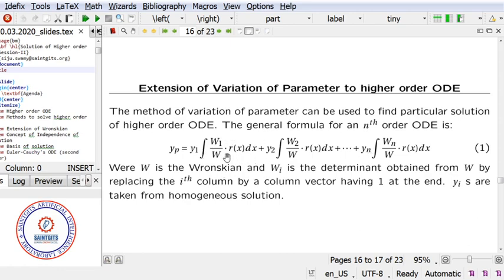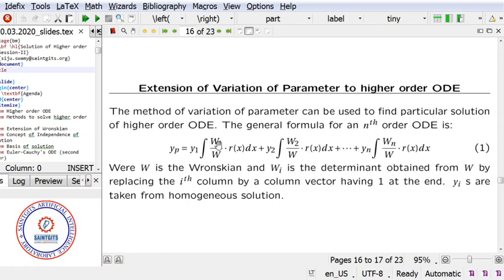Then there is an integrand. The integrands are like this: w1 by w into r of x dx. See, this w1 by w is our Wronskian ratio. If y1 is outside the integral, w1 is in the numerator. Here y2 is outside, so the integral contains the fraction with w2 in the numerator. See, here is yn, so the fraction contains wn in the numerator. It's very simple and easy to remember. Suppose the ODE is of third order, there are only 3 solutions, y1, y2, y3. So the last term should be y3 into integral w3 by w r of x dx. That's all.